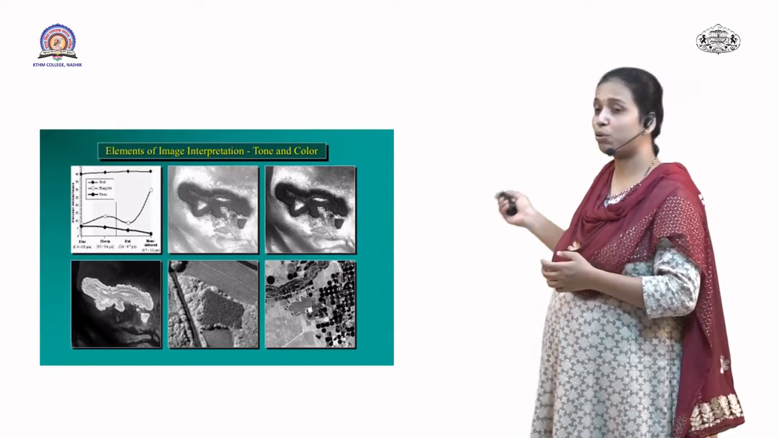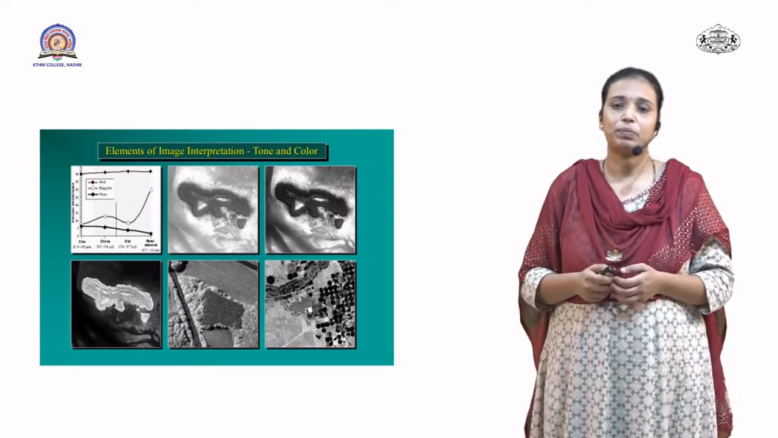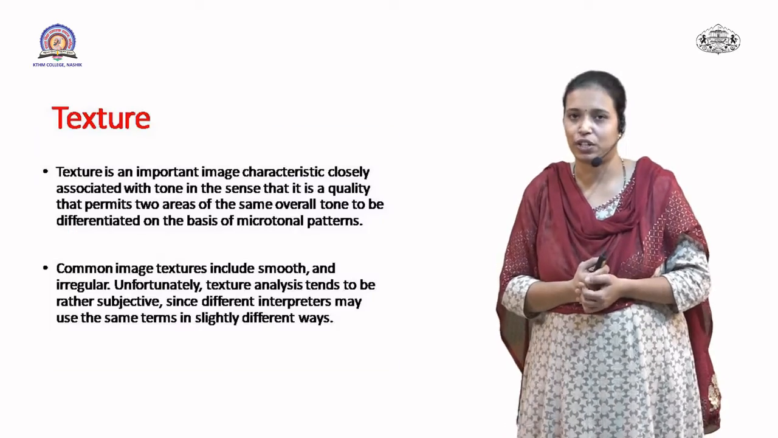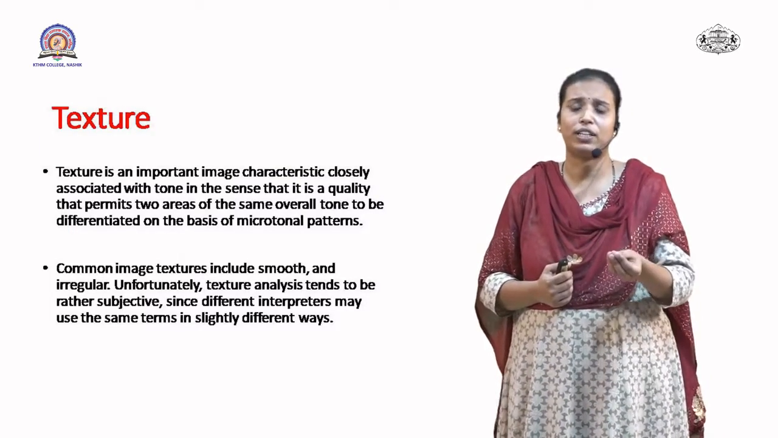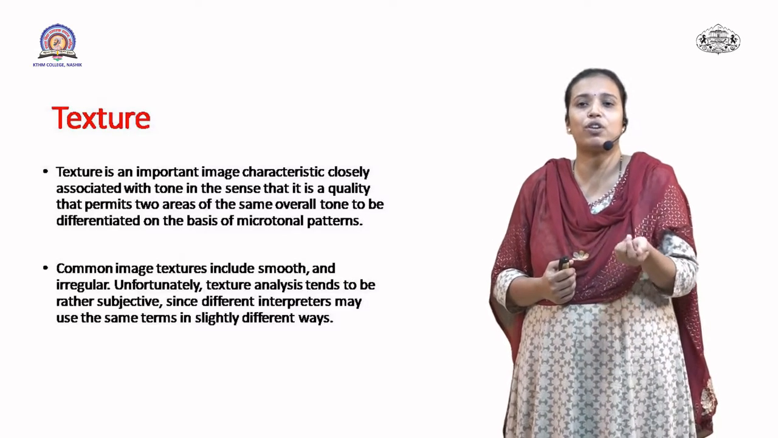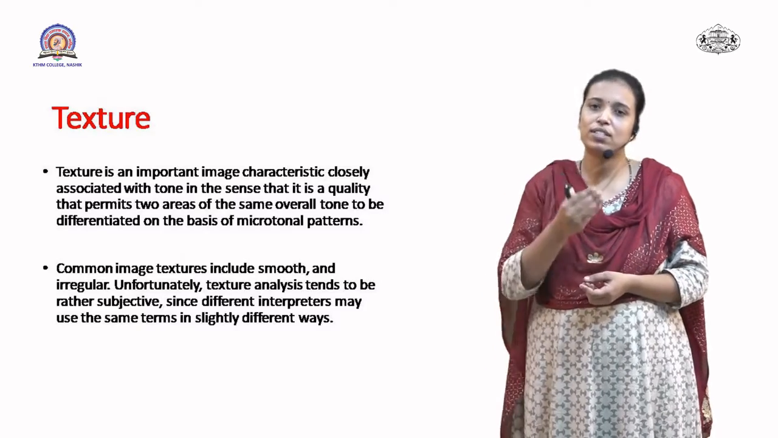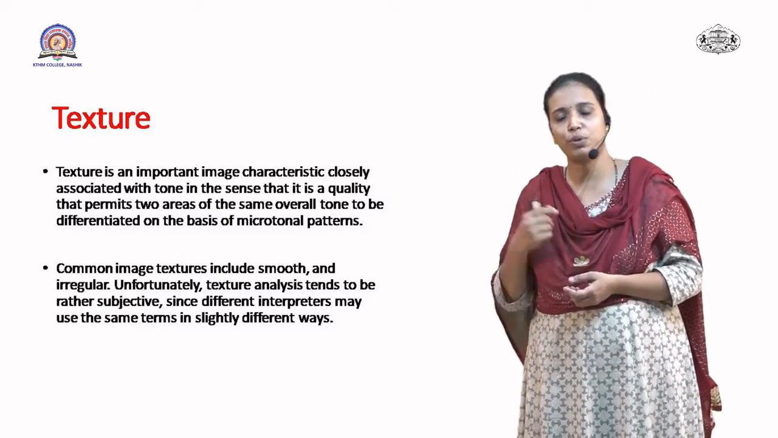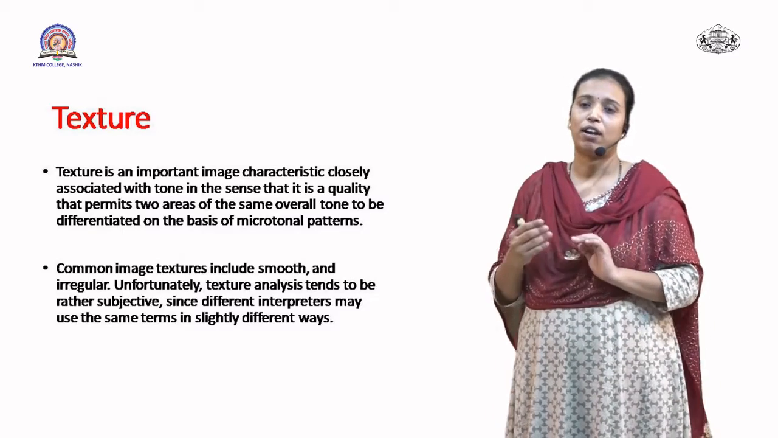So this tone is used to differentiate the objects. The next is the texture. Texture can be used for any object, as you see the texture of any cloth, whether it is smooth or rough. These similar points are used to interpret the images: texture, smooth texture and rough texture.